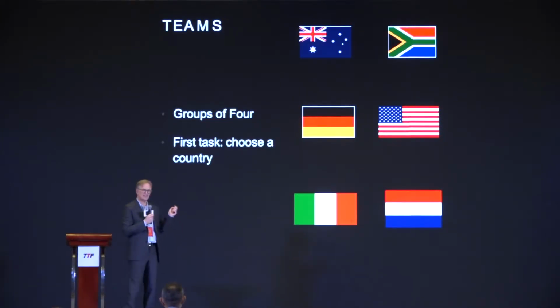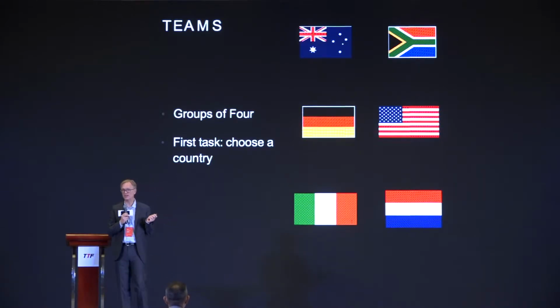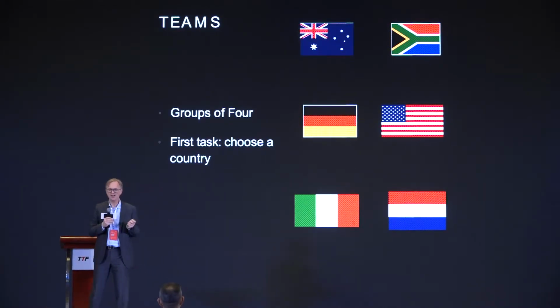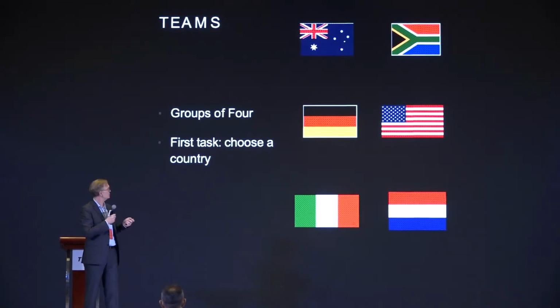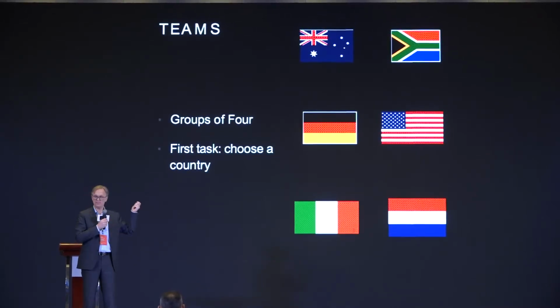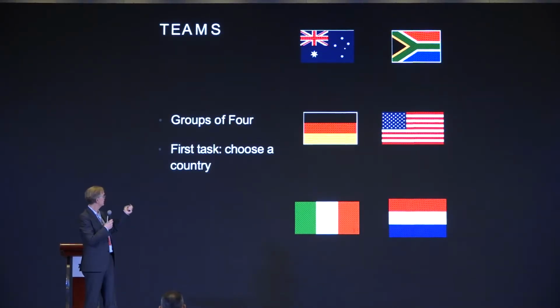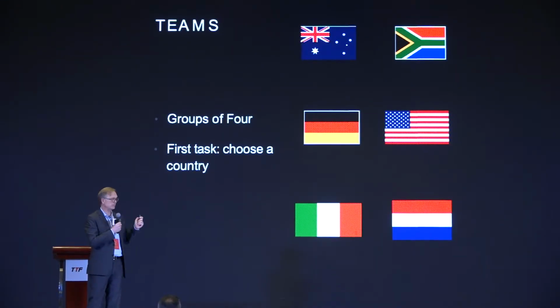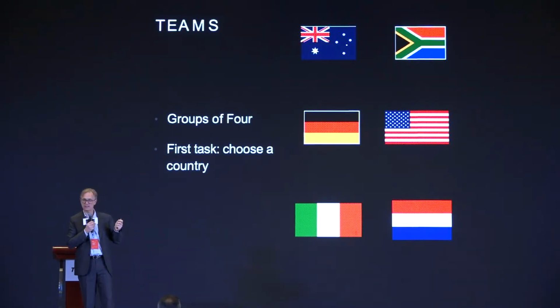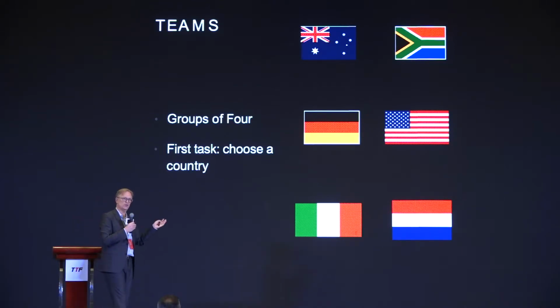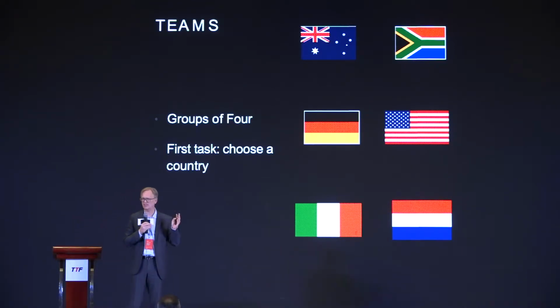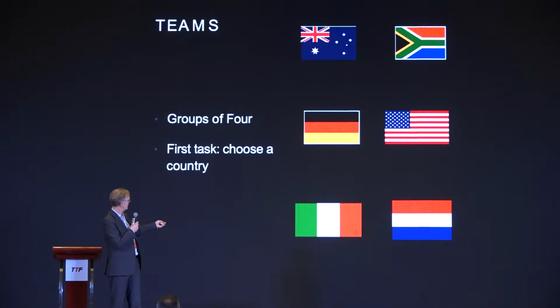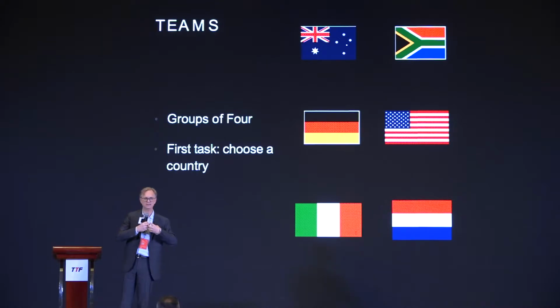Now, I said they had to choose countries. I should say they did not choose China, but they chose 6 countries. They chose Australia, South Africa, Germany, the United States, Ireland, and the Netherlands. Some of this had to do with, it was just easier to access some things in English, to be honest. Some of this was because Ireland and the Netherlands are known as places where a lot of money is hidden.